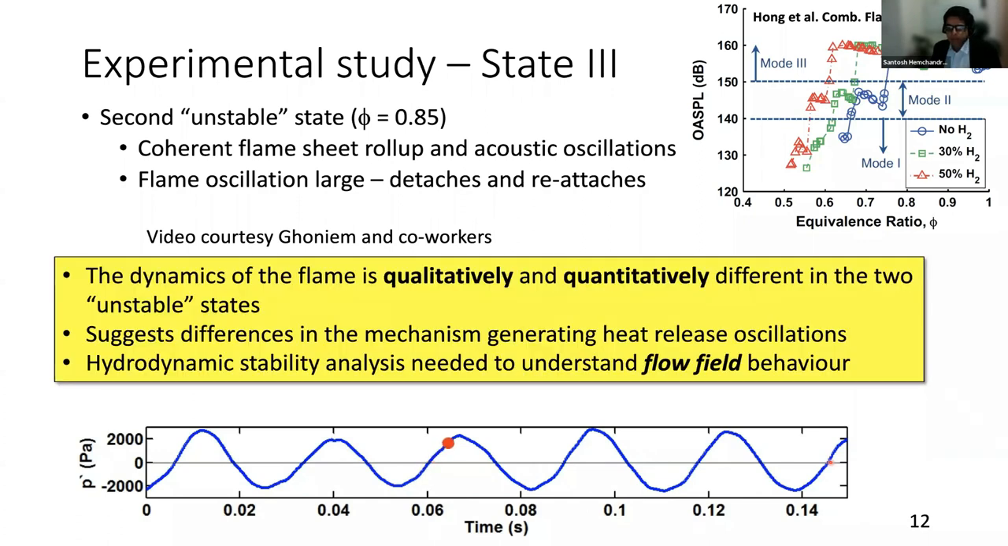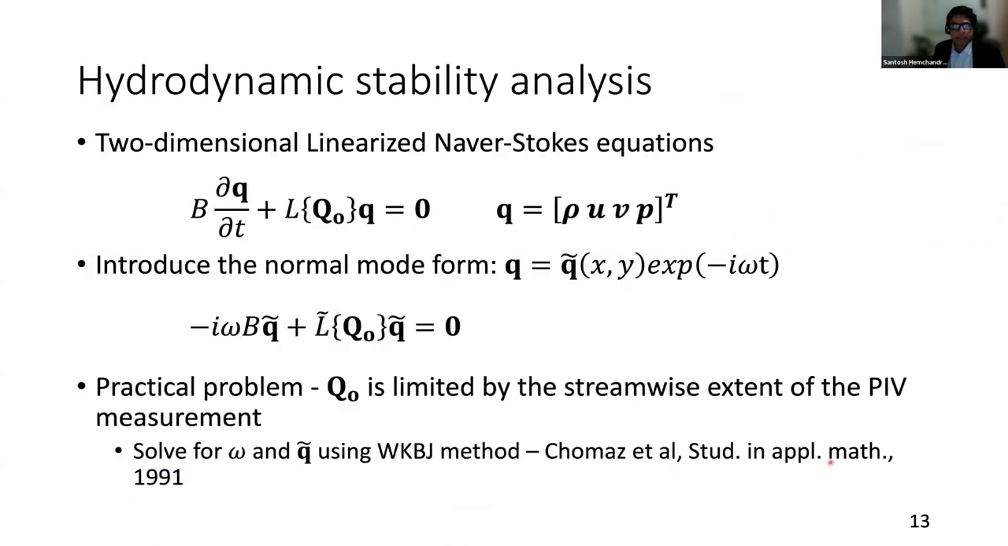So the dynamics of the flame is qualitatively and quantitatively different in each of the two states which have unstable behavior, and that suggests that there's some difference in the mechanism that's generating heat release oscillations. Since this is perfectly premixed, the fuel air ratio coupled mechanism does not play a role in this experiment. So now we'd like to understand this. I'd like to give you a brief overview of how we do the analysis.